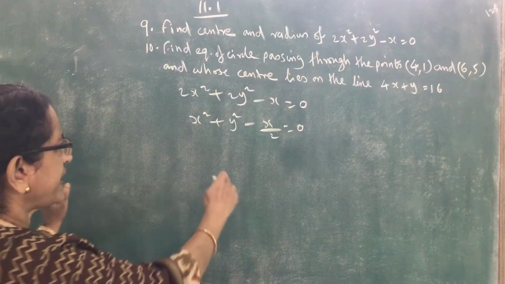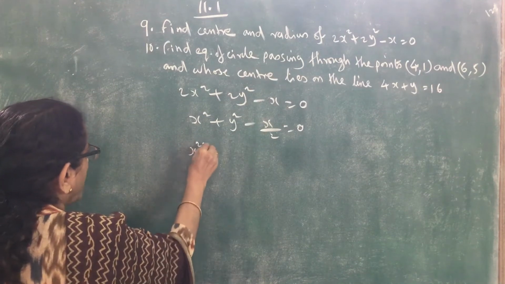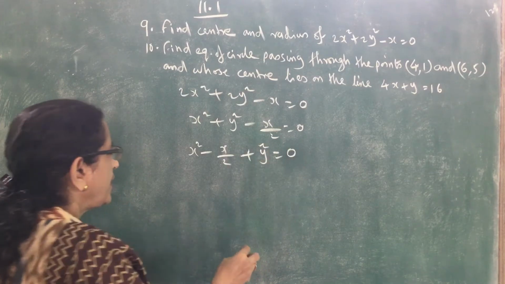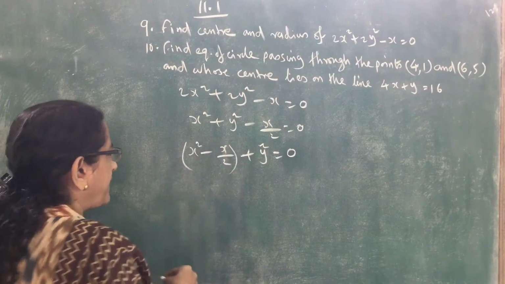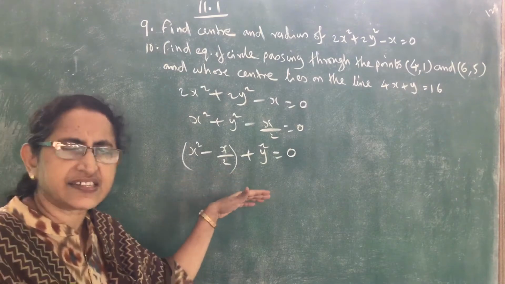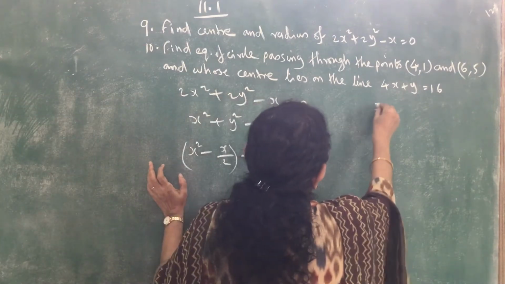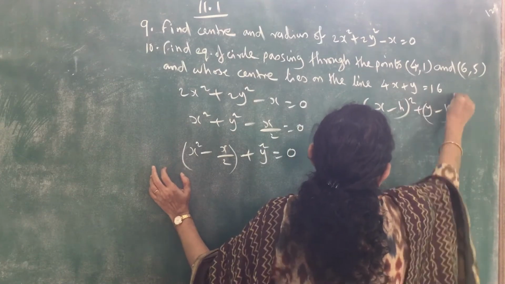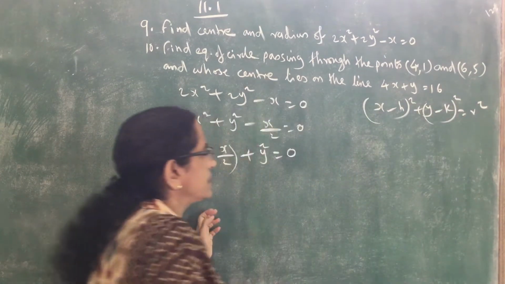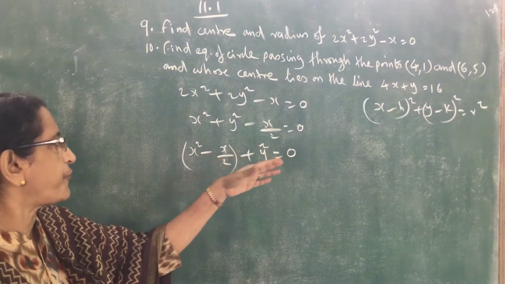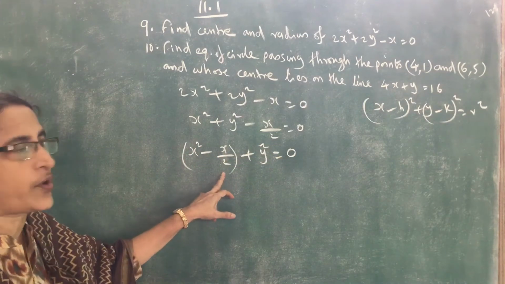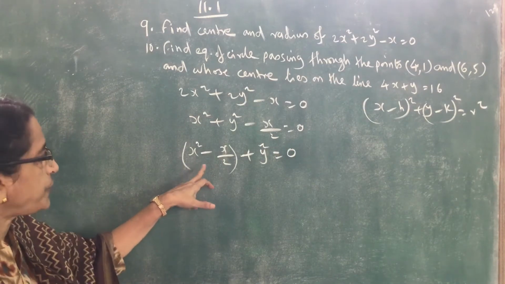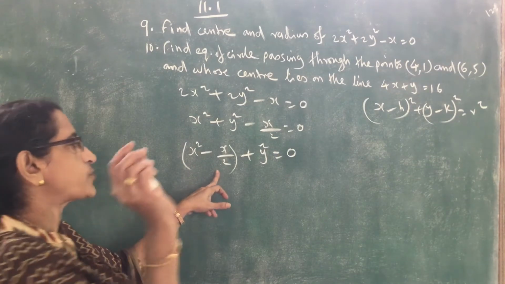Now combine the x terms. So we get x square minus x by 2 plus y square equal to 0. Now we want to make this a perfect square so that we can write this in the form x minus h whole square plus y minus k whole square equal to r square. So to write in that standard form, we have to make it a perfect square, x minus h whole square. So to make a perfect square, we have to add half into coefficient of x whole square.